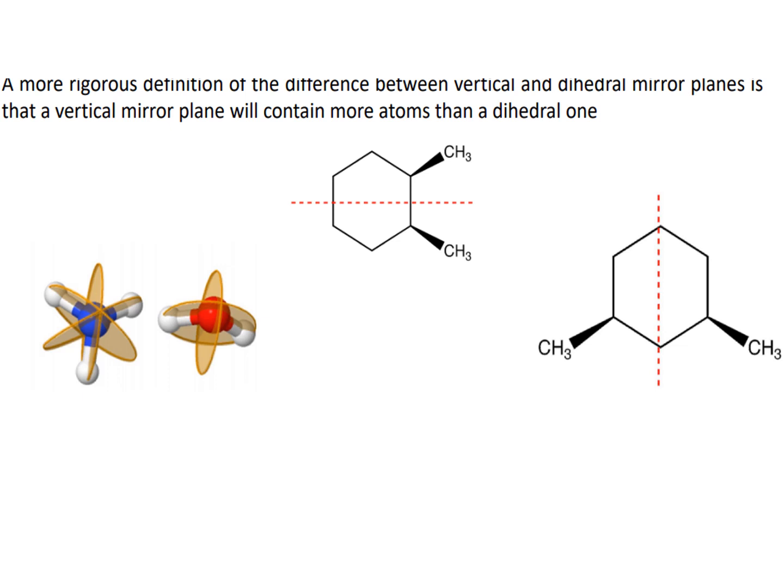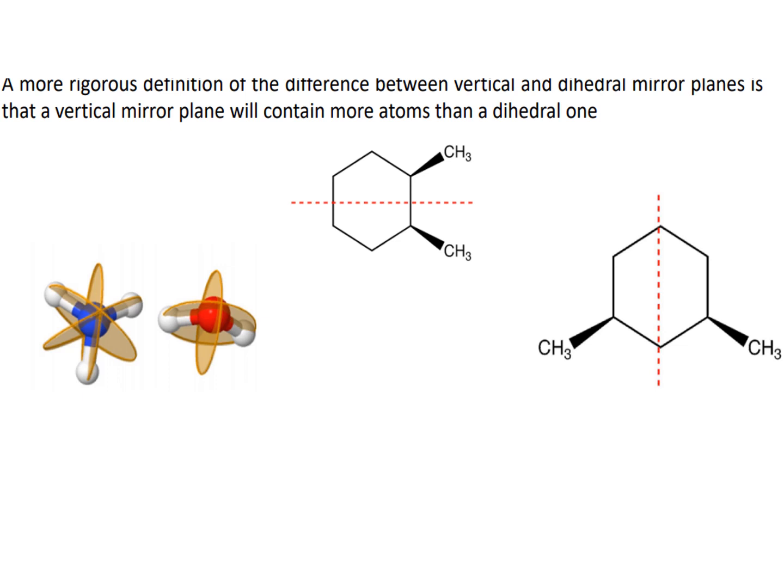This is a continuation of the previous slide. A more rigorous definition of the difference between vertical and dihedral mirror planes is that a vertical mirror plane will contain more atoms than a dihedral one. This is just to clarify the confusion, or to distinguish between the vertical and dihedral planes of symmetry. In the two figures, we can see that there are two methyl groups attached to a cyclohexane molecule in both.